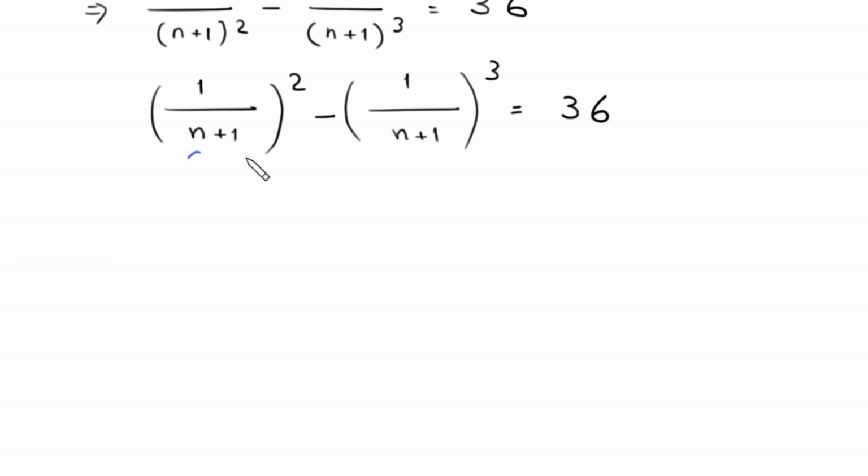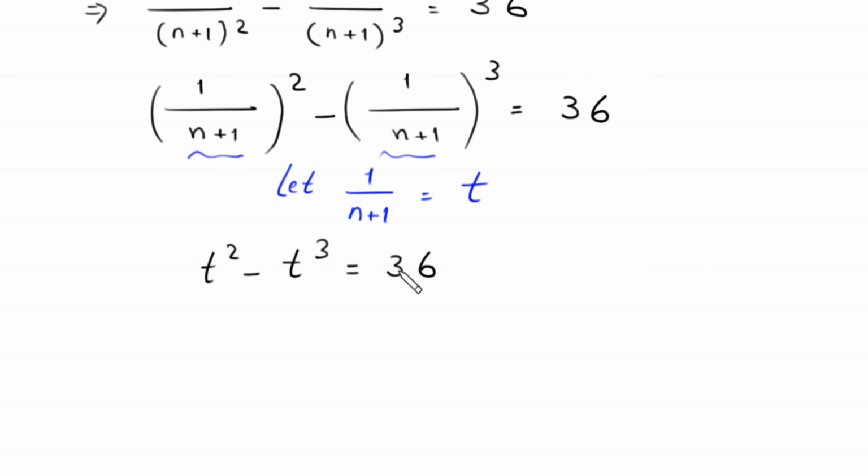Now here we have 1 over n + 1, and here we have 1 over n + 1. So we suppose that 1 over (n + 1) is equal to t. So this equation will become t² minus t³ is equal to 36. Now we move this negative t³ and positive t² to the right hand side. Then this equation will become t³ minus t² plus 36 is equal to 0.